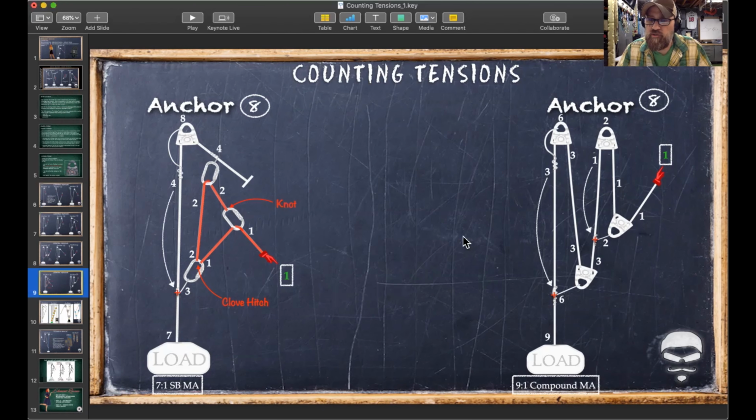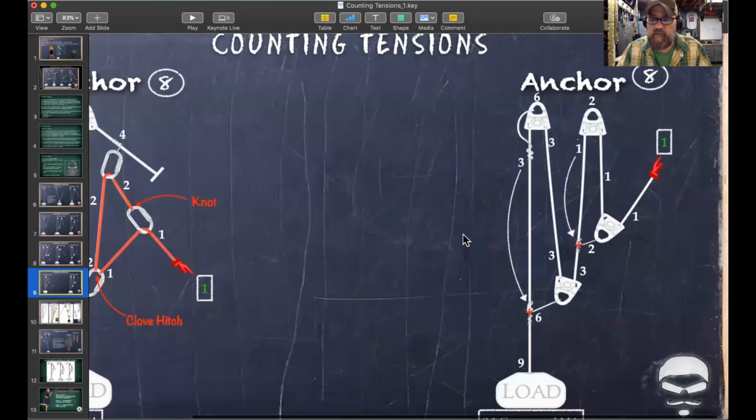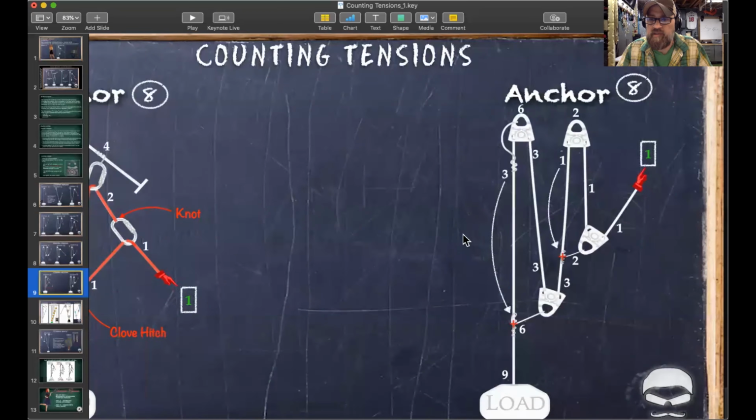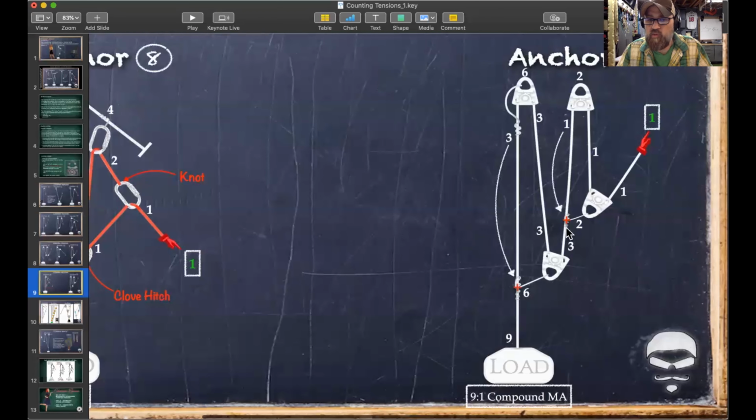Now we'll get into a compound system, and I'll just raise this up, come over here. So when we're looking at this, this is nothing more. If we break this up, we got a 3-to-1 here.